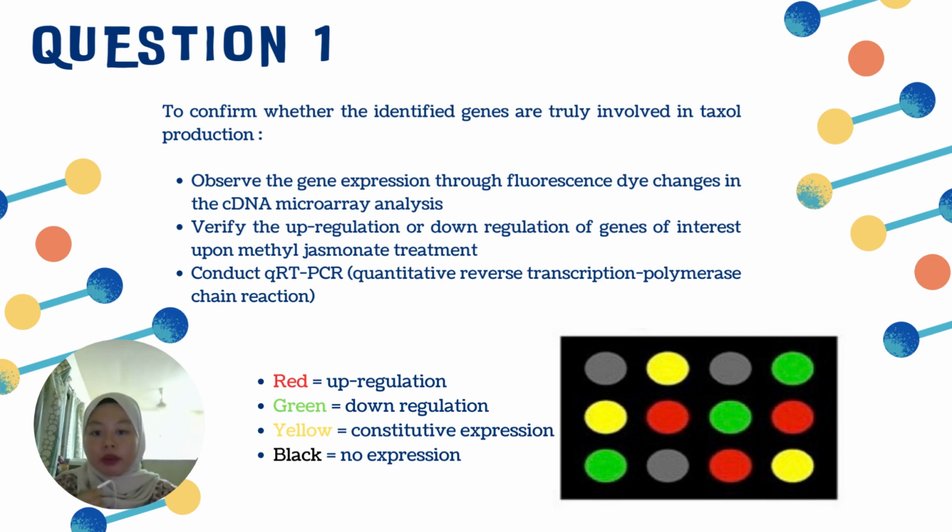As shown in the figure below, the red spot indicates the upregulation of the expression, while the green spot indicates the downregulation of the expression. As for the yellow spot, it shows constitutive expression for both genes. Moreover, we can also conduct qRT-PCR in order to confirm and validate the gene expression observed in the analysis.